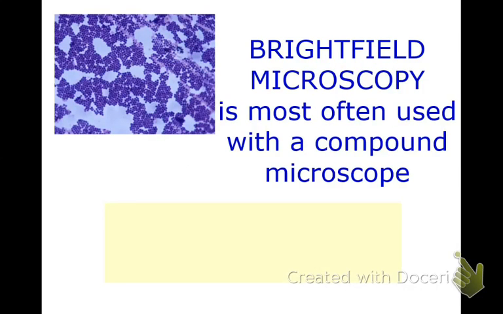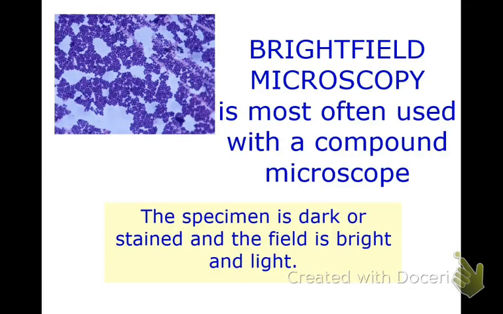Okay, bright field microscopy is what we will use most of the time. And that's just where the background appears white and the bacteria are stained a color. So the specimen is dark and the background is light.